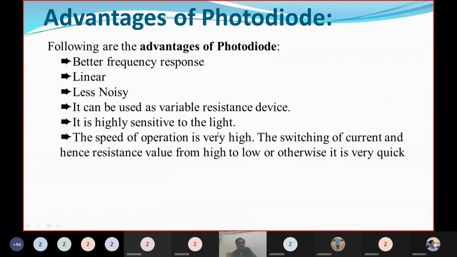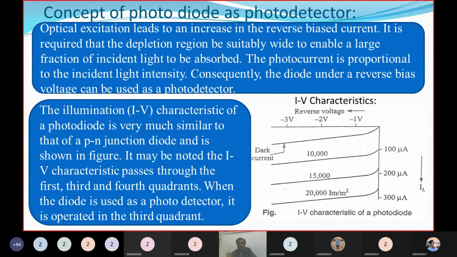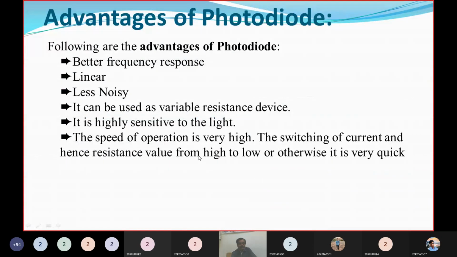It is highly sensitive to light. If there is a little variation in the light intensity, the current will vary. That's why it is highly sensitive to light. And the speed of operation is very high. It operates very fast. The switching of current, and hence the resistance value, from high to low is very quick.